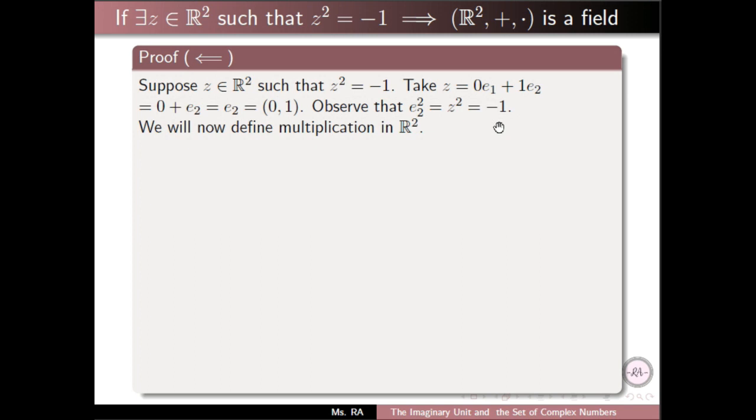Now we can define the multiplication in R2. If you can still remember, I stated a few minutes ago that the multiplication in R2 is different from the usual multiplication for the set of real numbers. Okay, now a few moments ago we took a look at z as a vector. We will now take a look at the elements of R2 as ordered pairs.